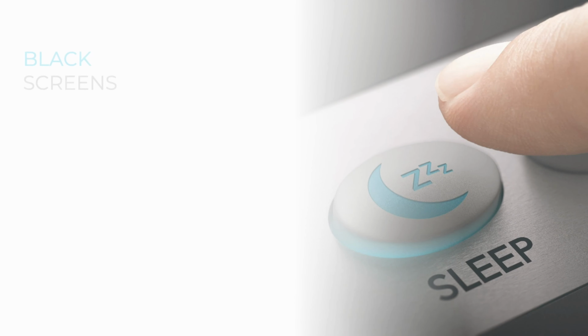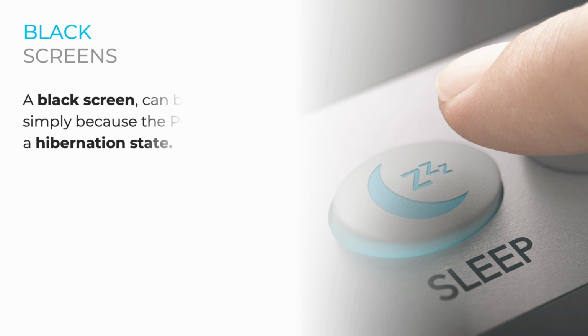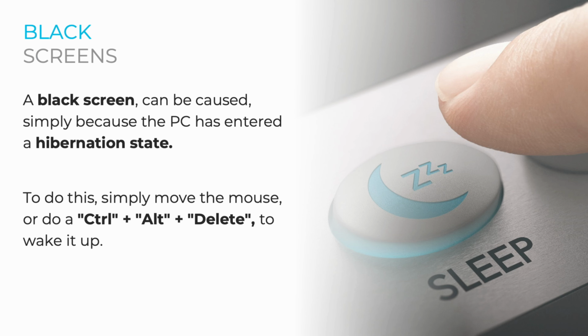Let's move on to the black screen problem. As you know, you should always start with the simplest steps before tackling the more complicated things to test. A black screen can be caused simply because the PC has entered a hibernation state. To do this, simply move the mouse or do a Ctrl plus Alt plus Delete to wake it up. The problem can also come from the video card because it is the one that provides the image on the screen. It would therefore be interesting to check the connection of the PC to the screen.